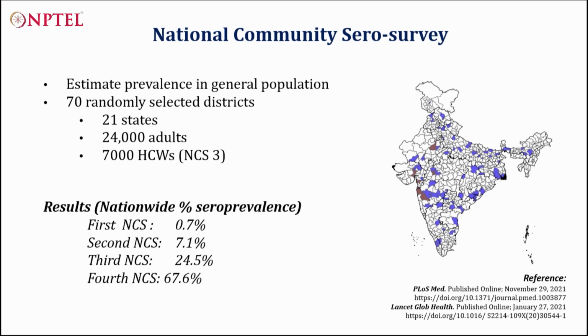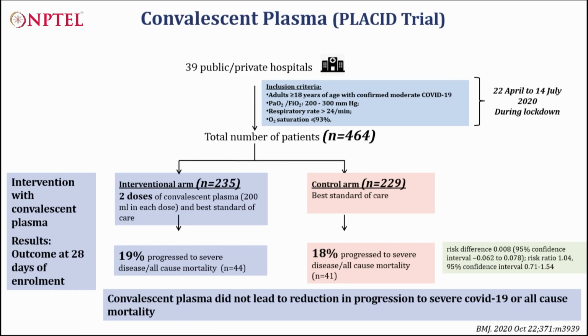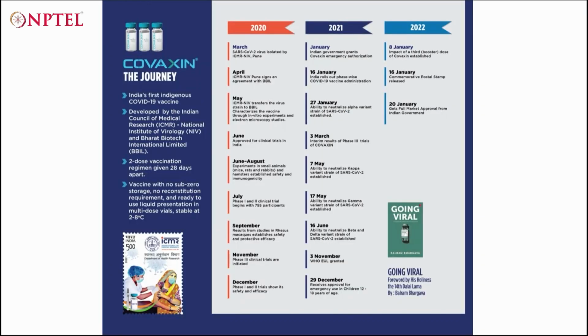Then we did the COVID surveys, sero surveillance, sero survey 1, 2, 3 and 4, and in the first survey it was 0.7% prevalence, in second it was 7.1, in the third 24%, and in the last survey, sero survey 4, it was 67.6%. So that was very useful while we were developing strategies for the lockdown and unlocking the country. We also showed that the plasma therapy is not working. Trials were done, and to the global world we showed that the plasma is not working. Similarly, for the other drugs we did lot of testing.